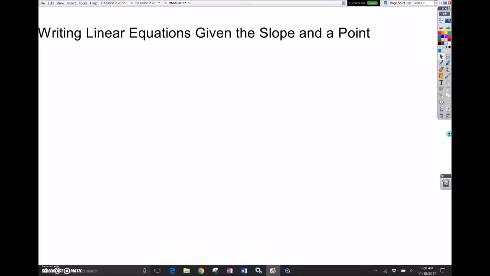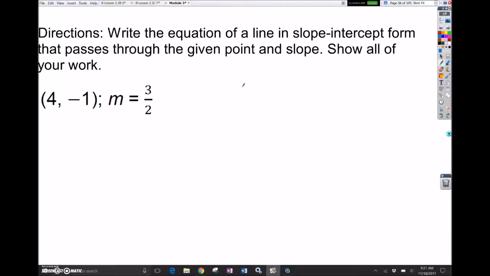Hello everybody. Today what we're going to be looking at is writing linear equations given a slope and a point. So what we're going to be doing is I am going to create an equation of y equals mx plus b. And I want to be able to write this, but I'm only going to give you two things. I'm going to give you an x and a y point, and I'm also going to give you m for slope. And what we're going to do is be able to come up with this linear equation. So let's go over how we do that.